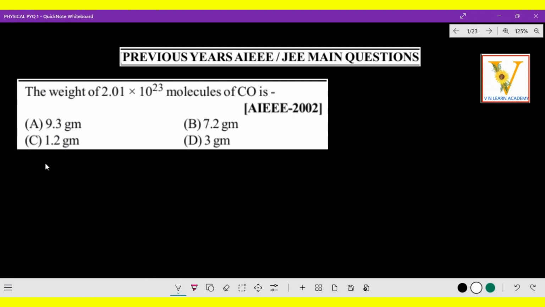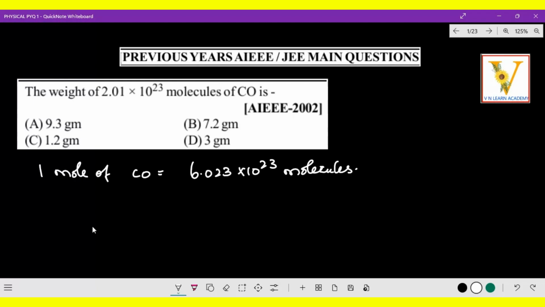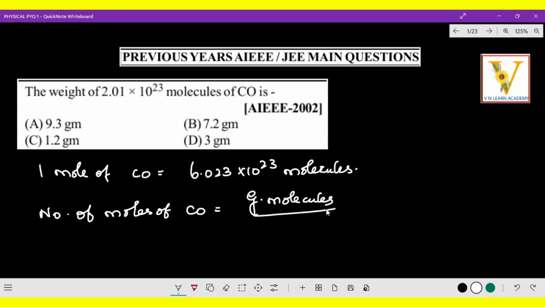1 mole of carbon monoxide is 6.023 into 10 to the power of 23 molecules. Right. Now, next step we have to find out the number of moles. Number of moles of carbon monoxide is given molecules divided by Avogadro number. So given molecules how much? 2.01 into 10 to the power of 23 divided by 6.023 into 10 to the power of 23.